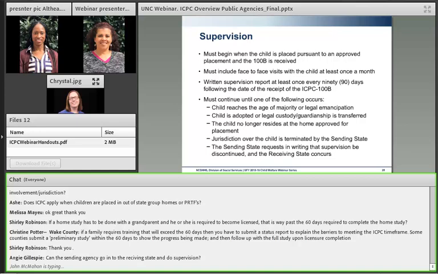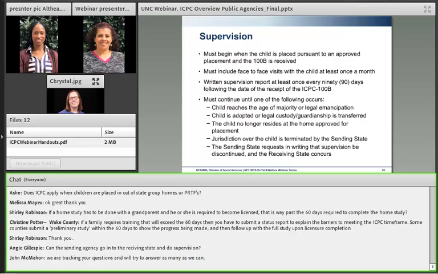We do provide a couple forms for supervision, and that is the DSS 5331. That's the 30-day report, and the DSS 5332. That DSS 5332 has a place that you can make recommendations about concurrence.